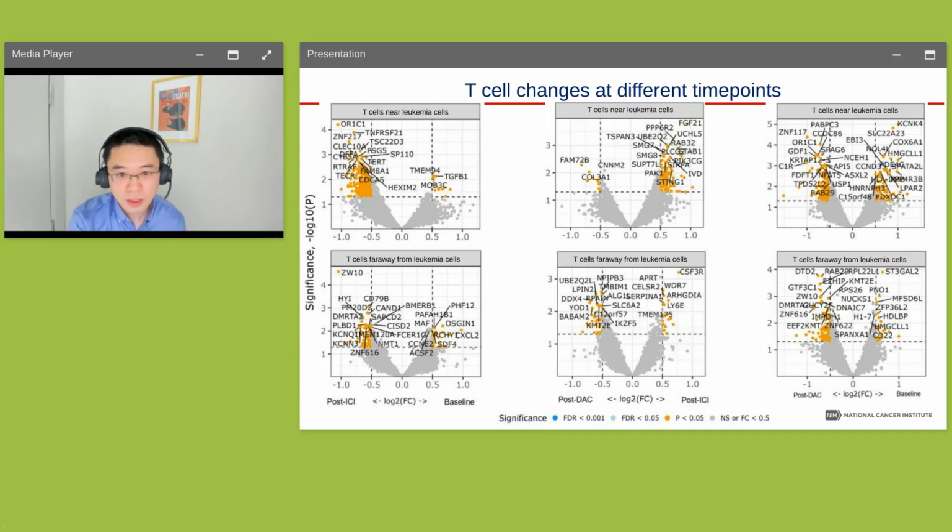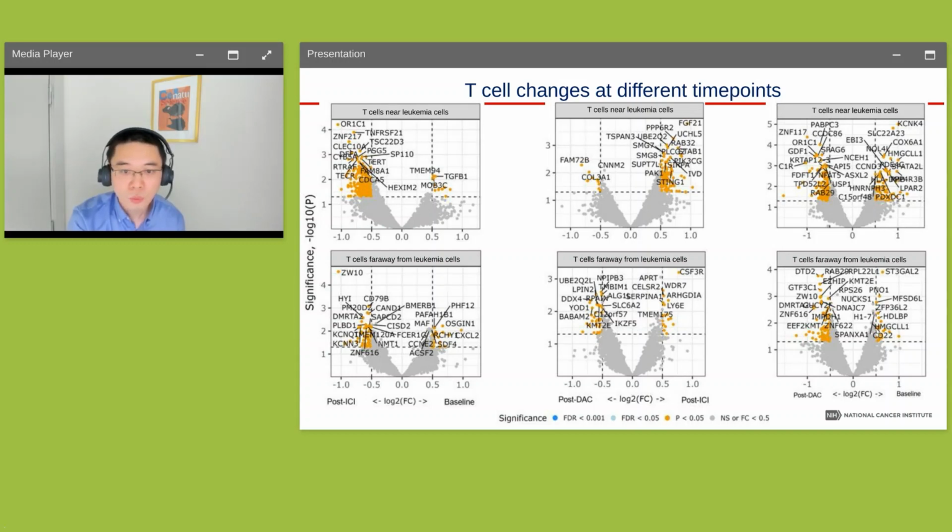As you can see, multiple genes were enriched after the checkpoint in the T cells near the leukemia cells. Relatively, if you look at the plot under it, it's the T cells far away from the leukemia cells. For T cells 20 micron away, you see far fewer genes enriched. We are still in the process of analyzing this data. And in the middle part, you can see that after the hypomethylating agent, for multiple genes the effect diminished.